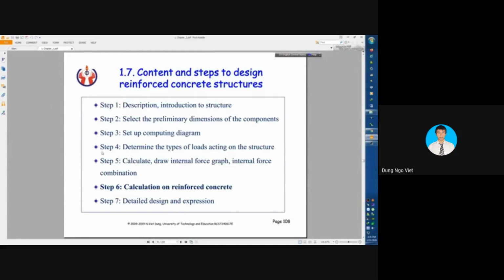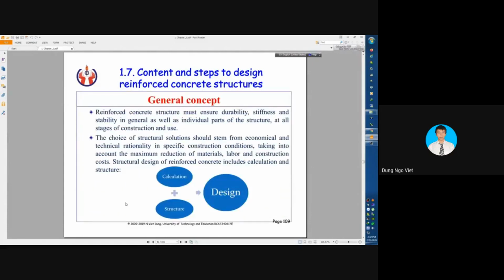The fourth step is to determine the types of loads acting on the structure. The fifth step is to calculate and draw internal force graphs, and internal force combinations. And the sixth step relates directly to our subject. In step 6, we will calculate the reinforced concrete. And step 7 is detailed design and expressions.